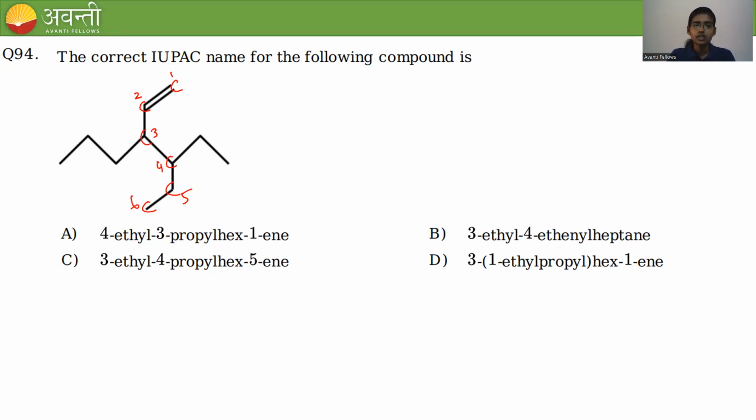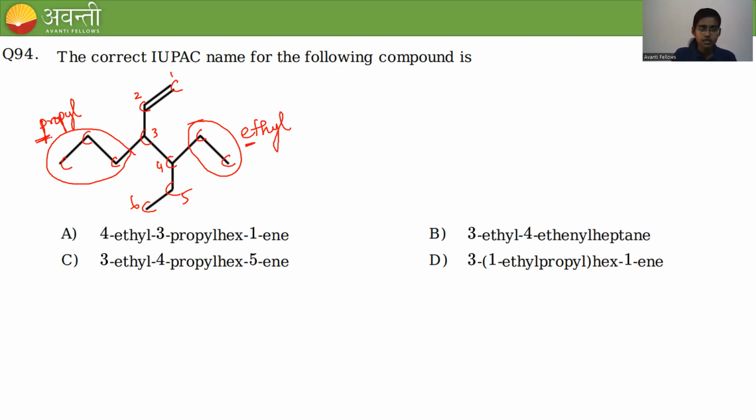So now to the third carbon, one alkyl group is attached, and this alkyl group has three carbons, and the three carbon containing alkyl group is called propyl. And to the fourth carbon, one alkyl group is attached, and in this alkyl group we have two carbons, and the two carbon containing alkyl group is called ethyl. So alphabetically, E comes first and P comes next.